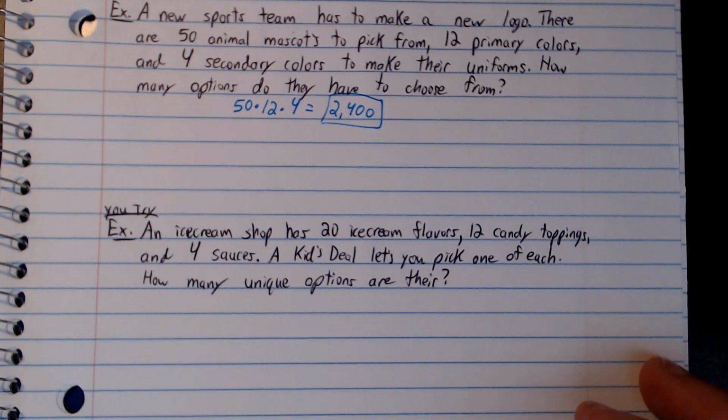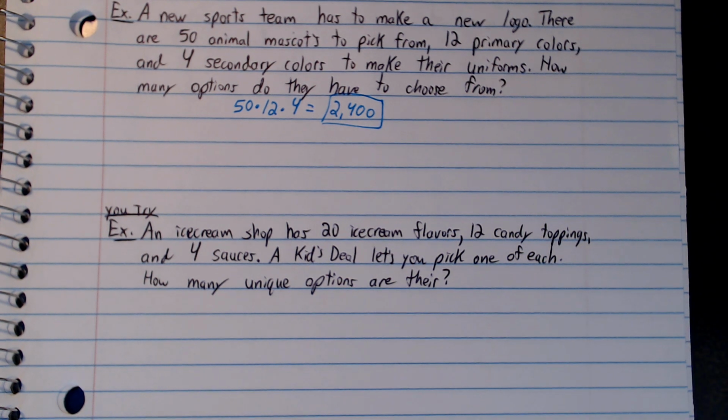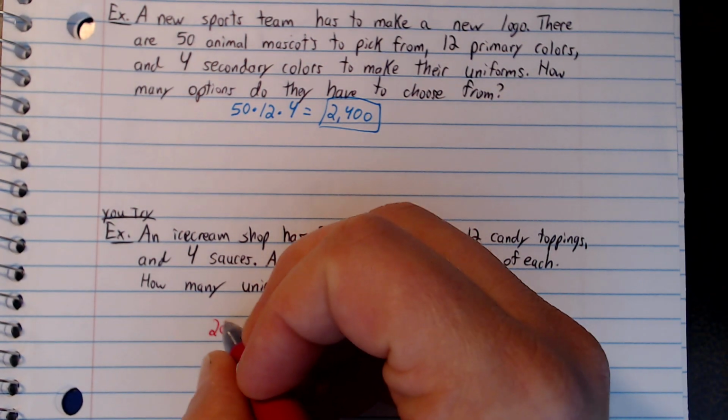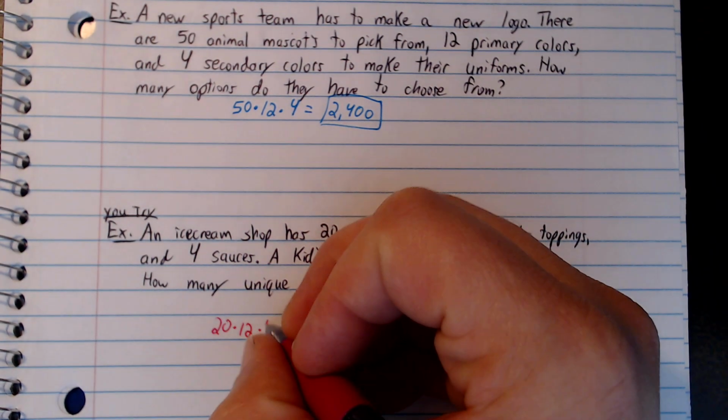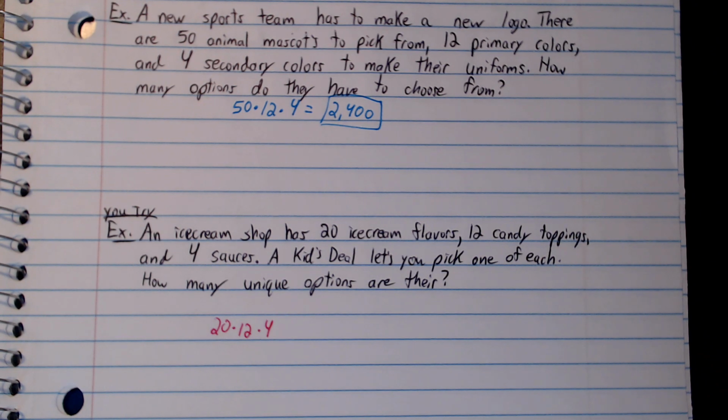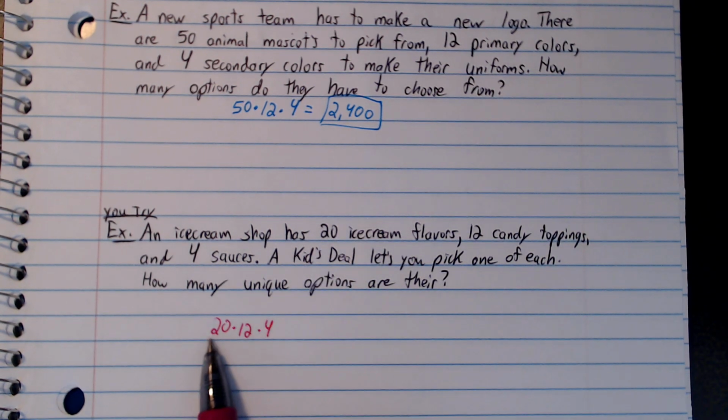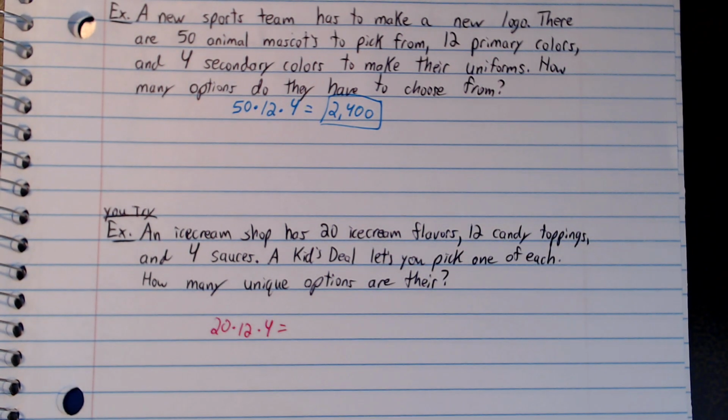Anyways, you're going to try your own problem down here. Pause the video and resume it when you're ready to check your answer. Alright, so let's see what happened. You have an ice cream shop that has 20 ice cream flavors. I'm just going to start writing some stuff down here. 12 candy toppings and 4 sauces. A kid's deal lets you pick one of each. Okay, so we can choose one from the 20, one from the candies, and one from those 4 sauces. How many unique options are there if you get one from each?